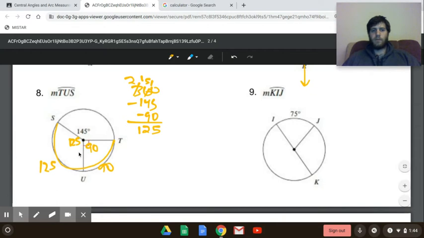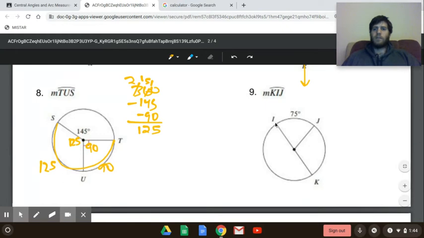Okay. I don't think we can do it that way. Let's see. 235. Right? It's going to be, we needed to add up to 270. No, that was right. 125 was right. I'm sorry. No, I know what I'm talking about. So then 90 plus 125 is going to be your answer.